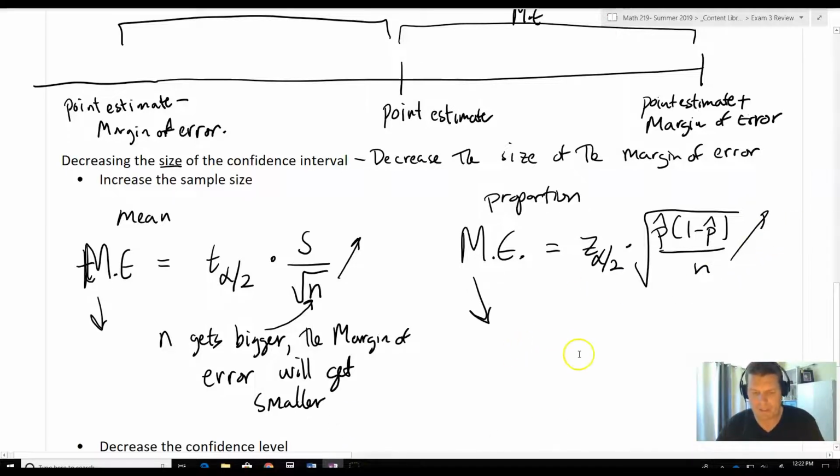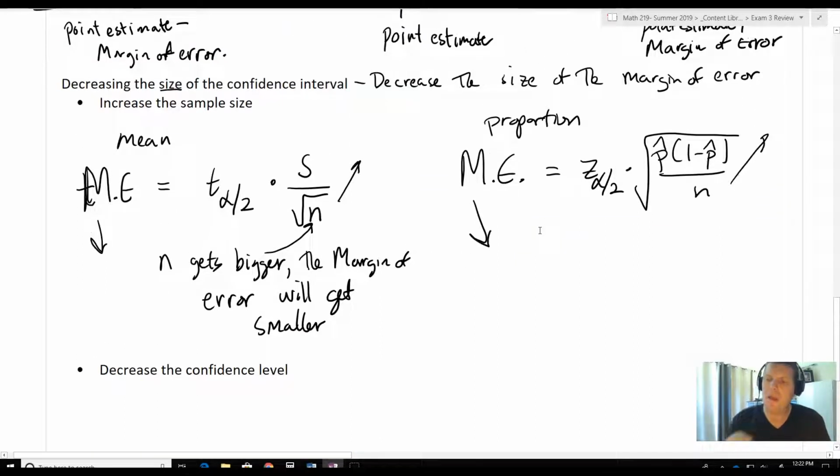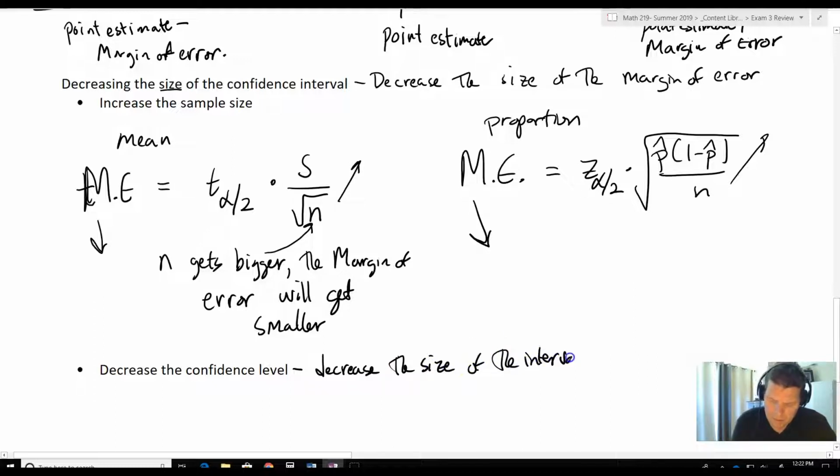Now, there's a second way that we can do this, and it has to do with what we talked about when we talked about confidence levels. The more confidence that we have, the bigger we need to make the interval so that we're more confident that we're going to get the right answer. So if we decrease our confidence level, if we go down from 99% to 95%, we're going to decrease the size of the interval. And those are our two ways.